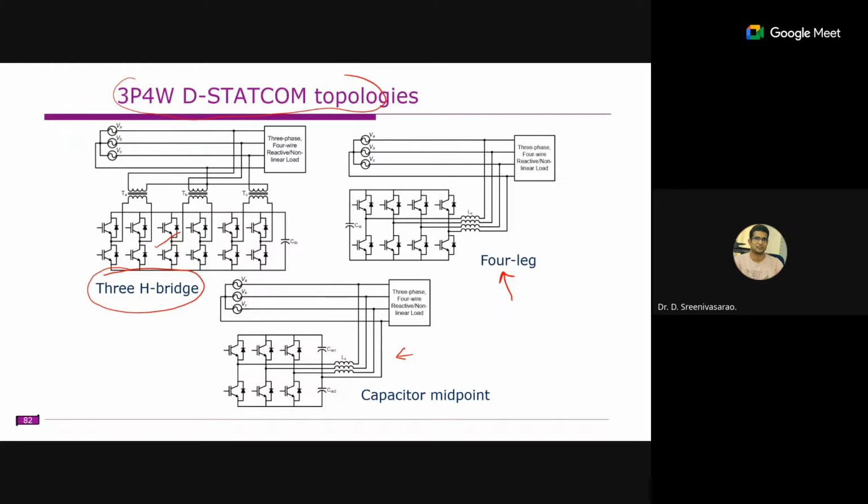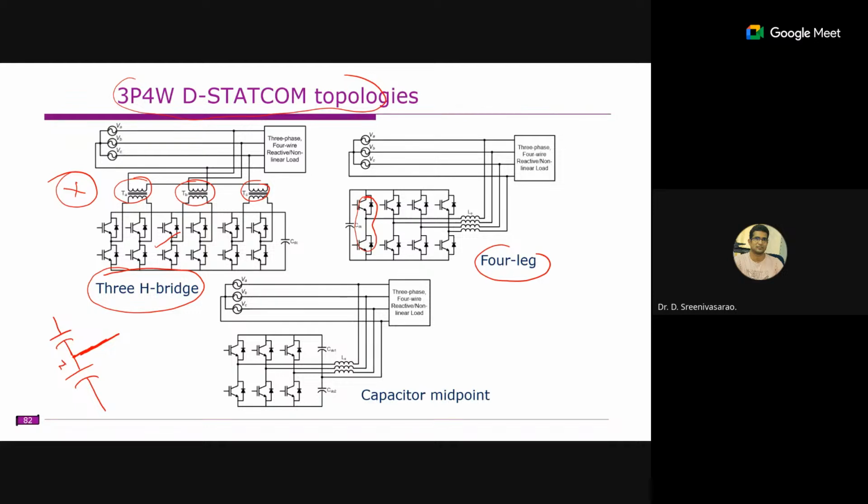Okay. The H-bridge requires three transformers and 12 switches. Therefore, this is not preferred. These two solutions are promising: one is the four-leg topology and the other is the capacitor midpoint topology. In the four-leg topology, we have an additional leg, and the additional leg is to control the neutral current. Whereas in the capacitor midpoint topology, instead of using an additional leg, the capacitor is split. We have only one capacitor, right? This capacitor we now make into two, so we have a midpoint where we connect the neutral current here.